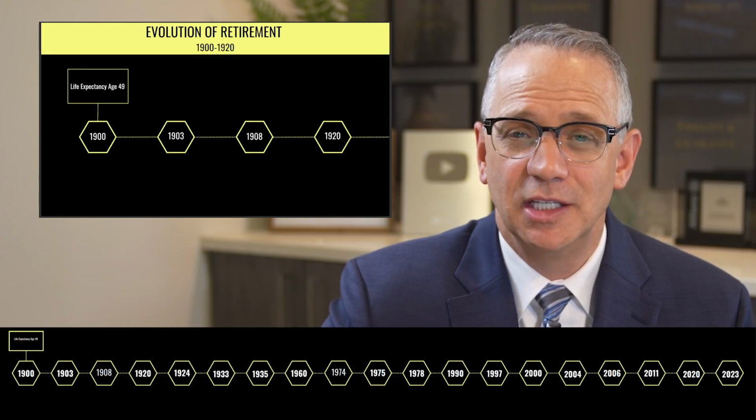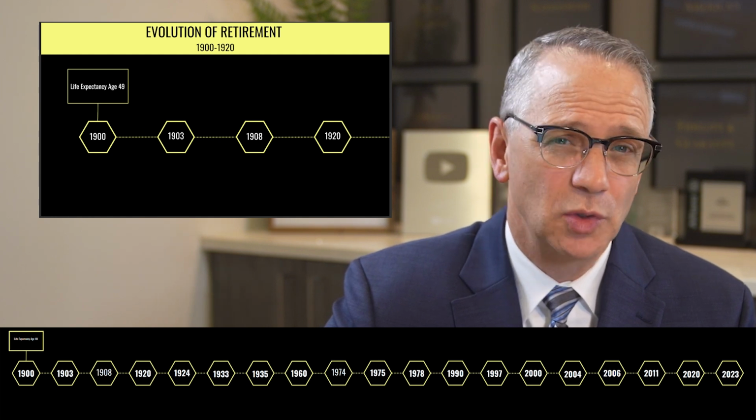And so retirement really is a modern day concept. Retirement means many different things to different people, but just the general concept of retirement has changed dramatically over the years. So let's go back in time. We're going to go back to 1900, and then we're going to come all the way to present day. And so back in 1900, life expectancy in the United States was only 49.